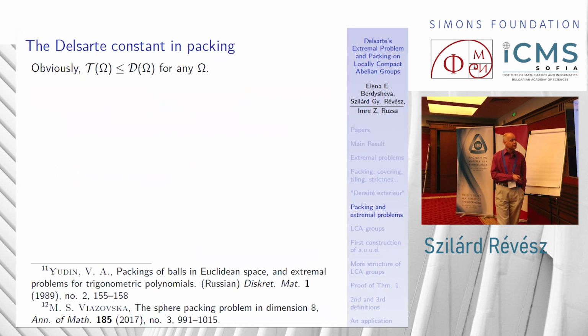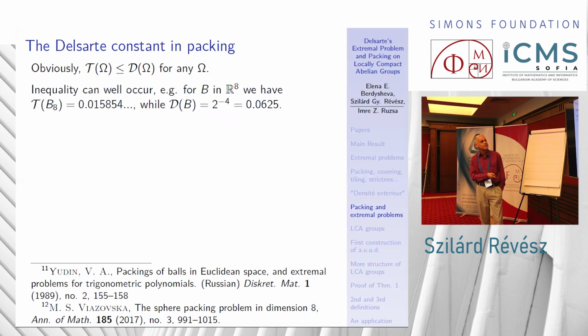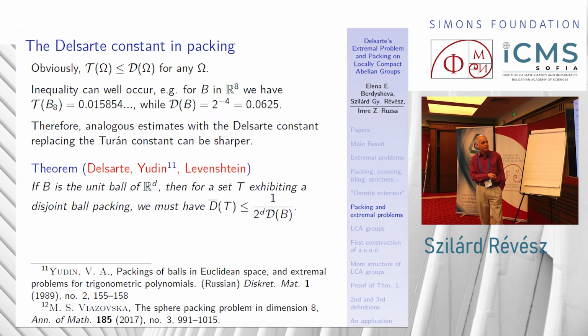Okay, so the Turán constant is less or equal than the Delsarte constant, because in the Delsarte constant the function class is wider. You allow it to be negative, maybe outside of your set. There are examples there. It is really shown that they are different. So in packing, it became standard to use the Delsarte bound or the Cohn-Elkies bound. And it goes back in certain contexts to Delsarte.